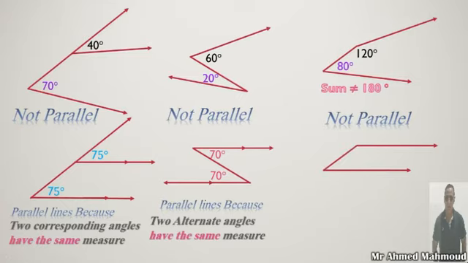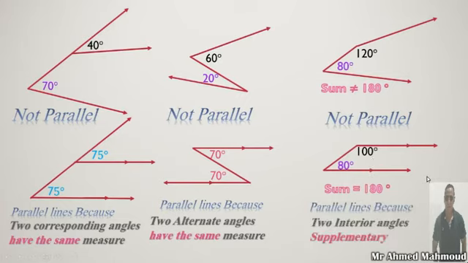Because if we have a transversal and two interior angles, one of them 80 and the other 100, then the sum of them equals 180. That makes them supplementary. Okay, that makes the two lines parallel. Why? Because two interior angles are supplementary.